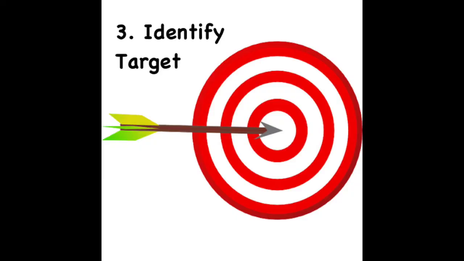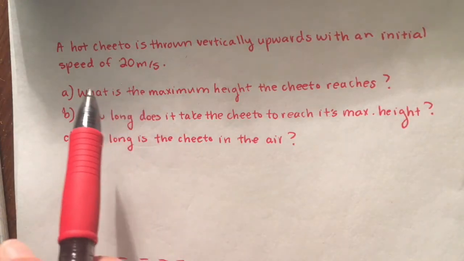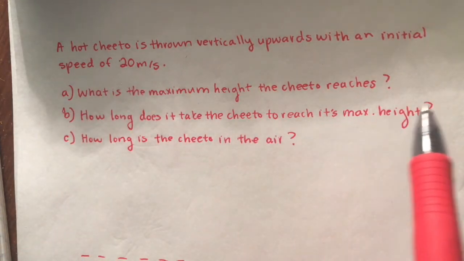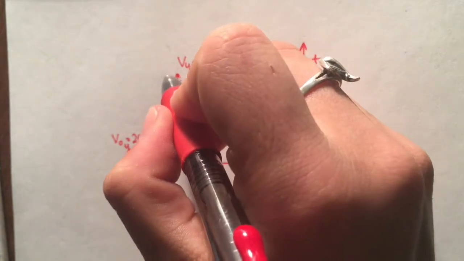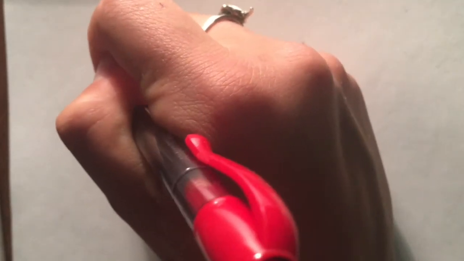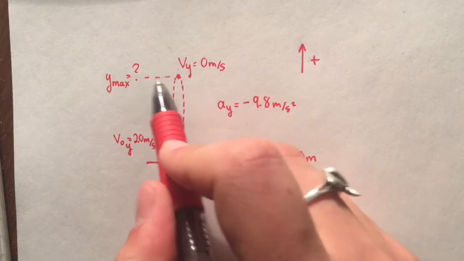Let's talk about what we're looking for. Part A asks, what is the maximum height that the Cheeto reaches? Our target is the maximum height. Y max equals question mark. We are looking for this peak height right here.